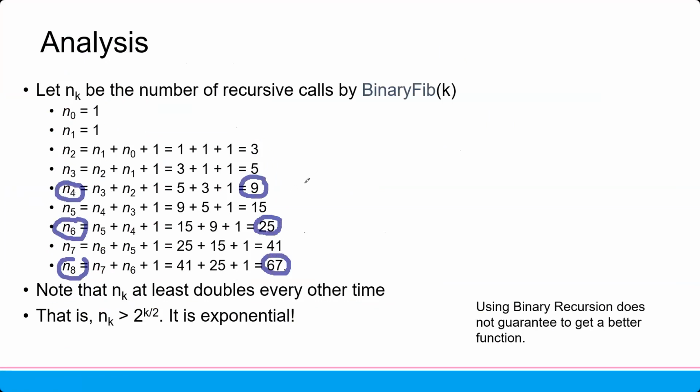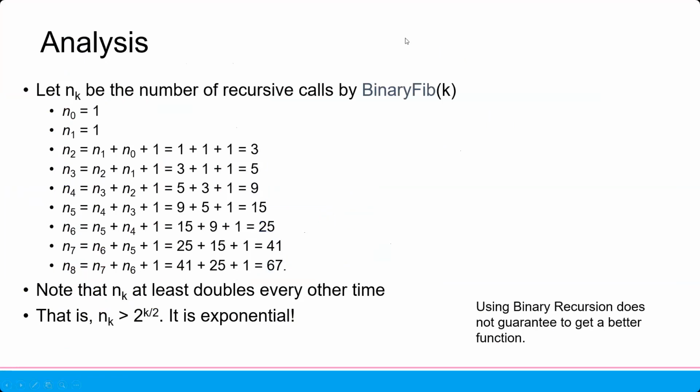For example, 4, and we have 9 steps. So it means 4 plus 4, double. And then we have 6, until 25, so it means there will be 4 times. And what about if n equals 8? So it means there will be more than 8 times.